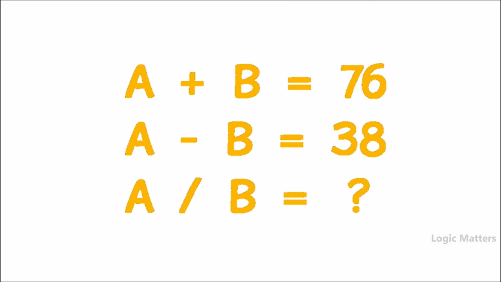Question number 2. A plus b is equal to 76. A minus b is equal to 38. Then a divided by b is equal to how much? Can you solve this? You have 10 seconds of time and your time starts now.